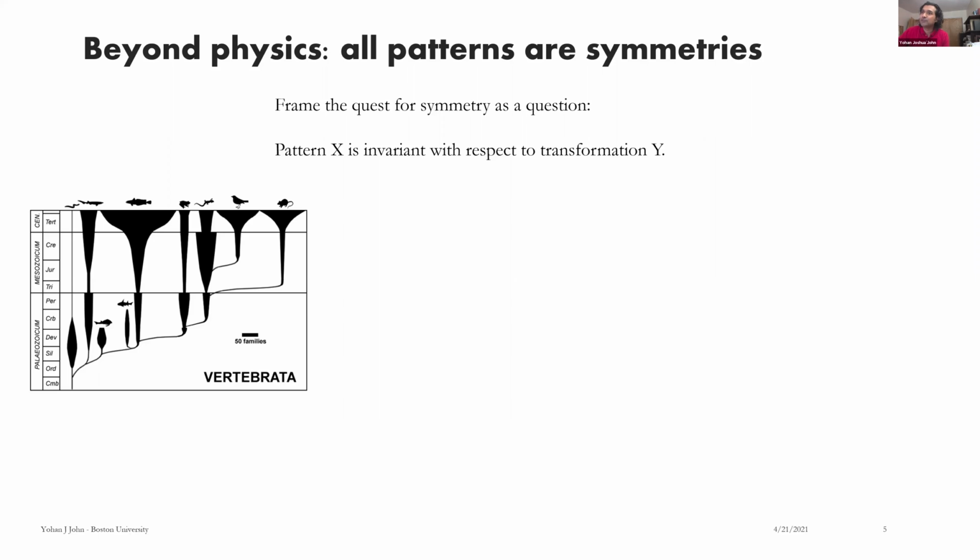In the case of a phylogenetic tree, what are some invariants or symmetries that you might think about? They don't have to be exact. They could be, and they typically are approximate. So would anyone like to talk about a symmetry of vertebrates or something like that?